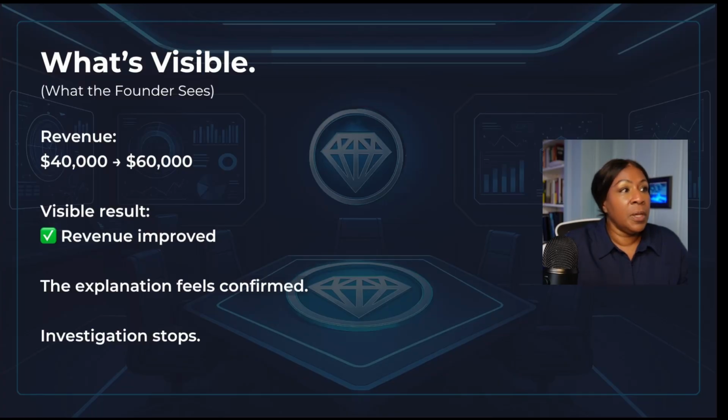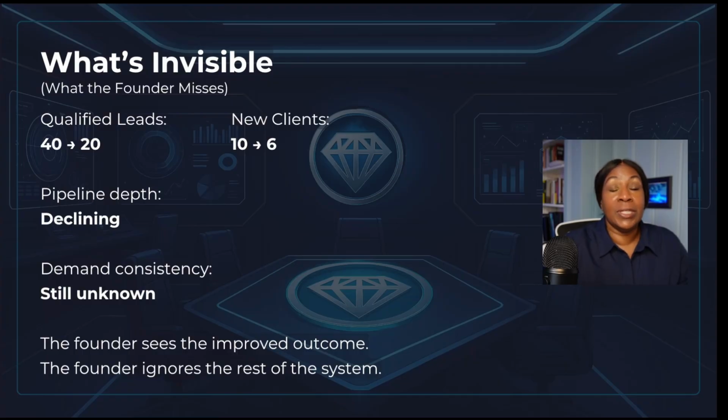So what's visible is the founder sees, well, hey, revenue went from 40 to 60. We good. Revenue improved. Feels like confirmation. No more investigation needed. But what's invisible is that the qualified leads went down and there are fewer new clients, which everyone says, well, that's the whole reason why you do the pricing increase, so you can have fewer clients, make more money.